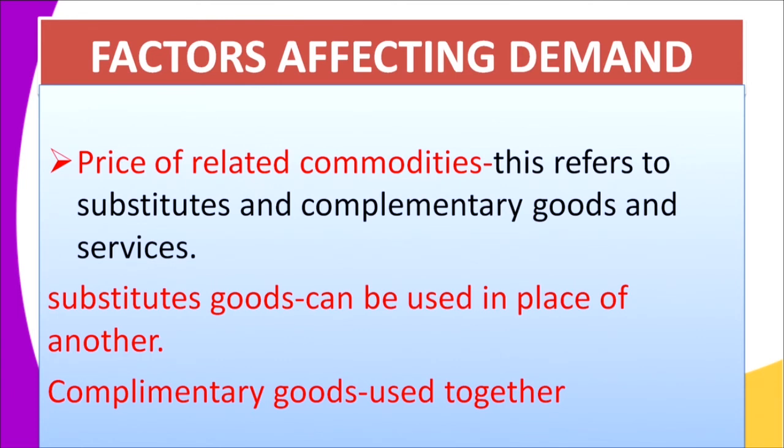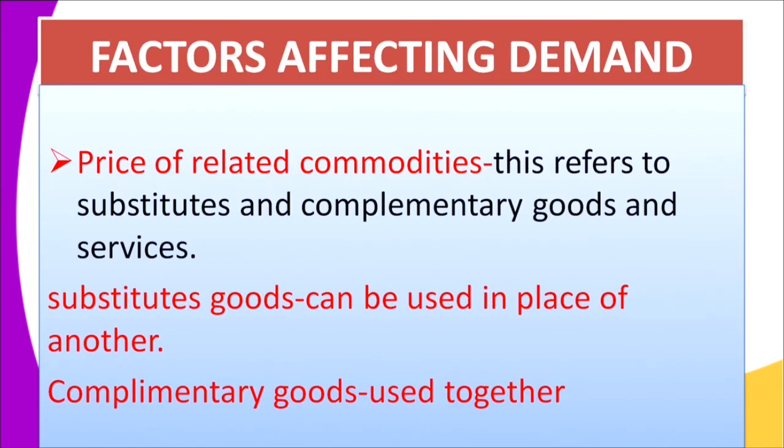Complementary goods are goods that are used together. That is, you cannot use one of them. You cannot satisfy yourself if you only use one. So it's not possible to use one. And a good example of complementary goods is a car and fuel. You cannot use a car without fuel. Neither can you use fuel without a car.